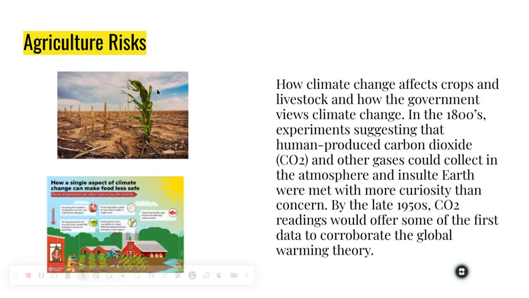And on the top picture, it has all the crops for the agriculture risks. And then on the bottom picture, it says how a single aspect of climate change can make food less safe. It listed all of the details.